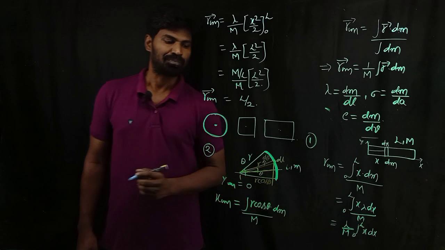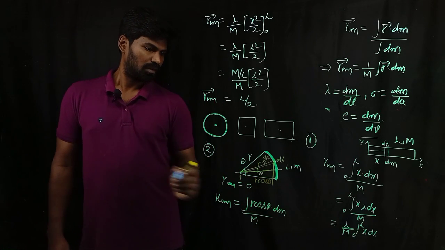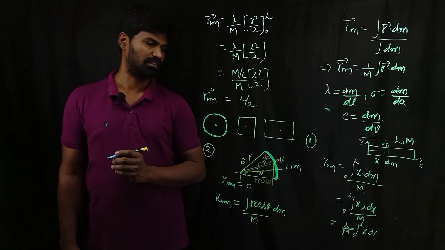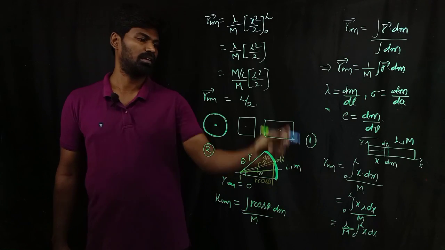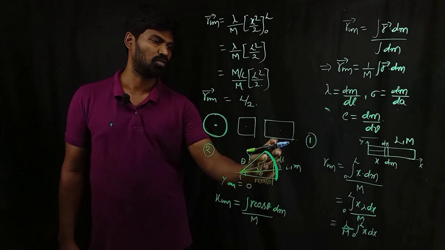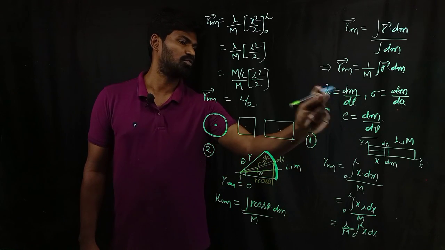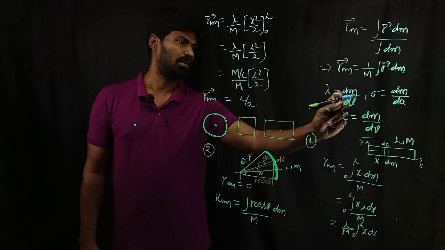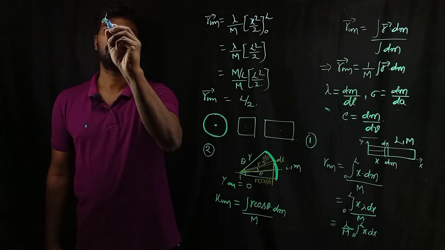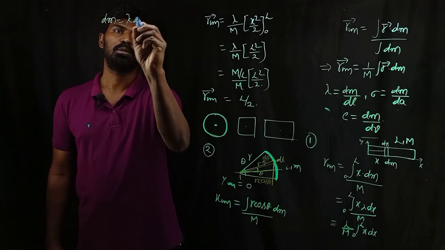Now in this, r is constant, so you can pull it outside. Or else, first I will define what dm is. It is one dimension, this is length only, there is no area, because of which I can use lambda. What is lambda? Lambda is dm by dl. Therefore dm is equal to lambda dl here.